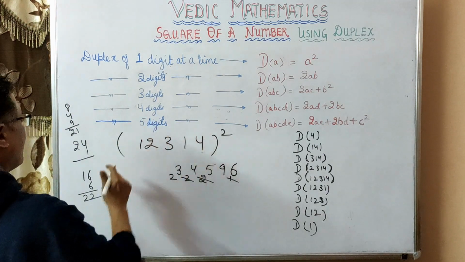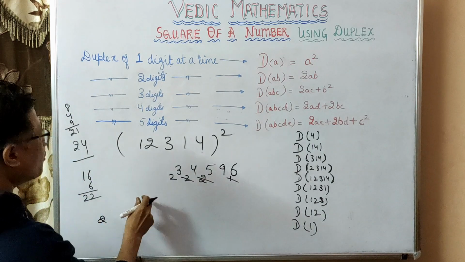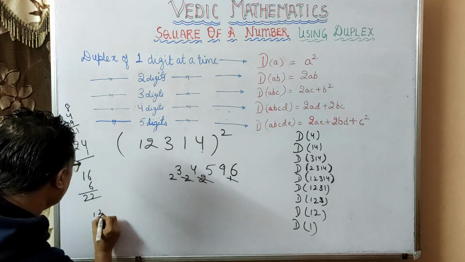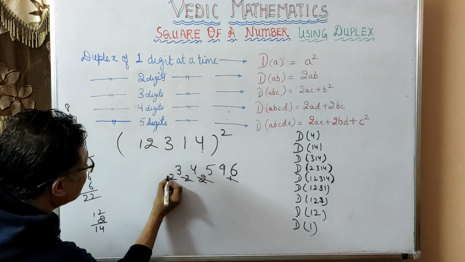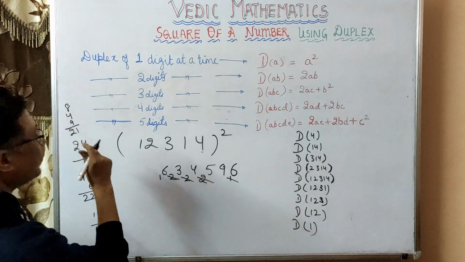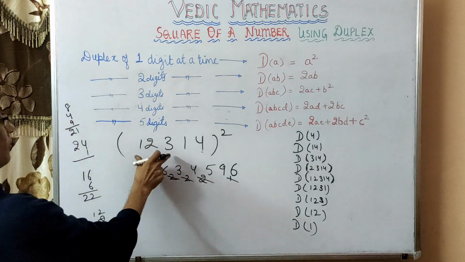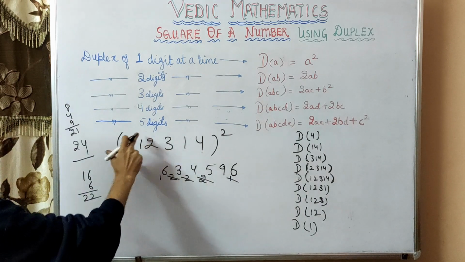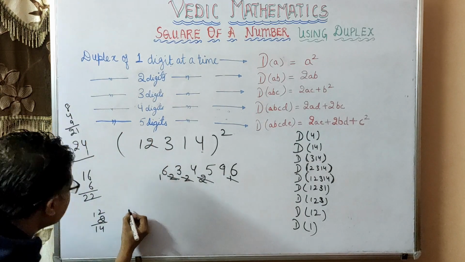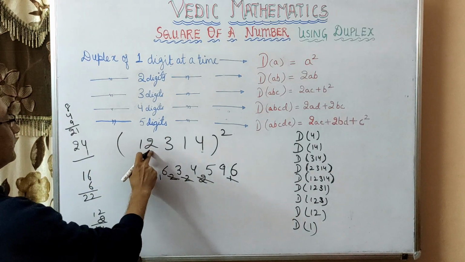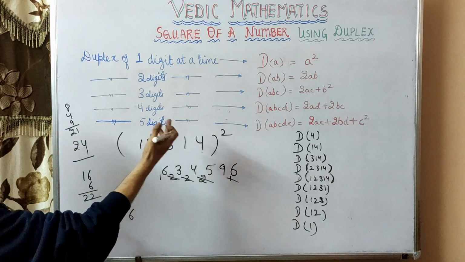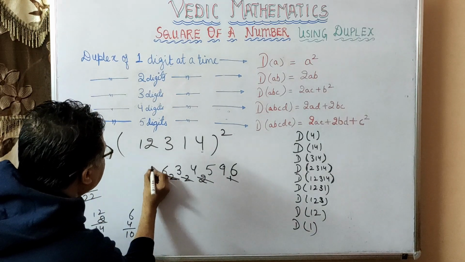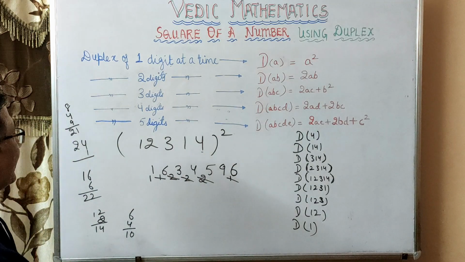1 into 1 is 1. Double it. It becomes 2. 2 into 3 is 6. Double it. It becomes 12. 12 and 2 is 14. Then add this 2. It becomes 16. We have 1 carried. Now duplex of 1 2 3. 3 ones are 3. Double it. It becomes 6. Now 2 is only 1. So square it. 4. 6 and 4 is what? 10. And we have 1 carried. So it becomes 11. We write 1 for the carried forward.